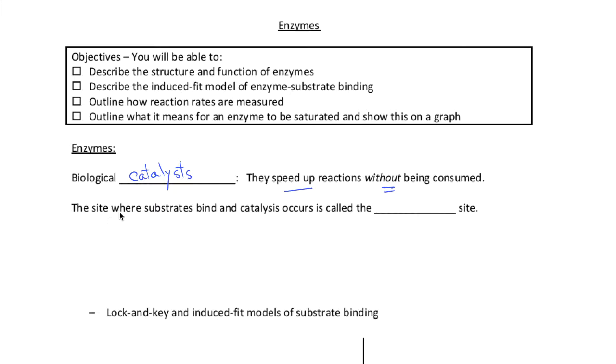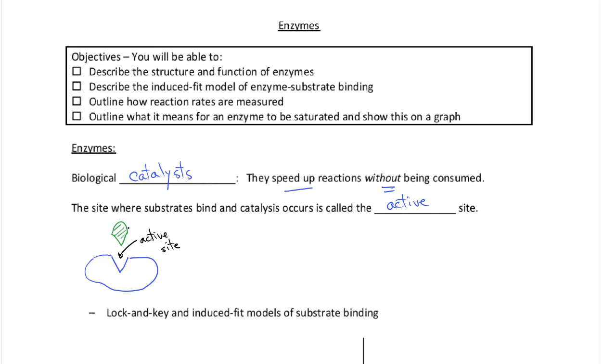They have a site on them where substrates, meaning the molecules that are going to undergo reaction, bind, and then catalysis occurs. And that site is called the active site. So imagine that you have your enzyme here, and it has a particular region with a specific shape. And that shape is going to match the molecule that it's going to bind. So this in green might be the molecule that it's going to bind, and this here is the active site. So the substrate binds to the active site, and then the reaction happens.